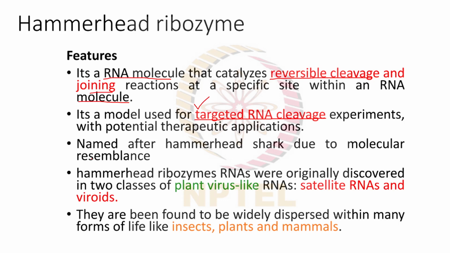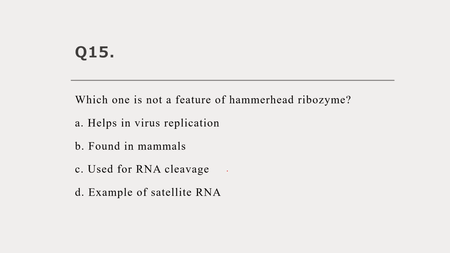Next is named after the hammerhead shark due to molecular resemblance. Hammerhead ribozyme RNAs were originally discovered in two classes of plant virus-like RNAs, satellite RNAs and virusoids. They have been found to be widely dispersed within many forms of life like insects, plants and mammals. That means it has been found in a wide range of organisms, from viruses to mammals. And generally it is a model used for targeted RNA cleavage experiments. Understood? So see which one is wrong about it.